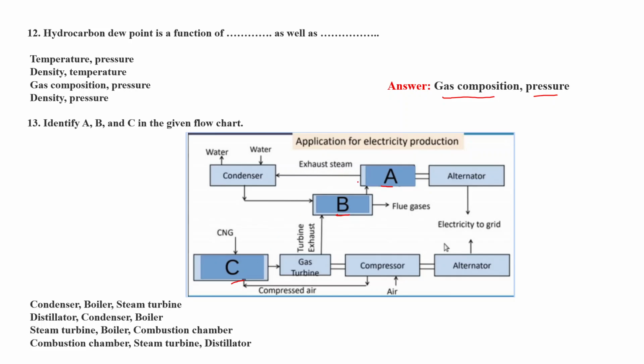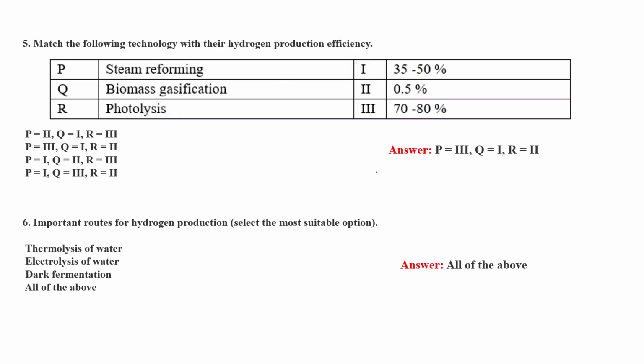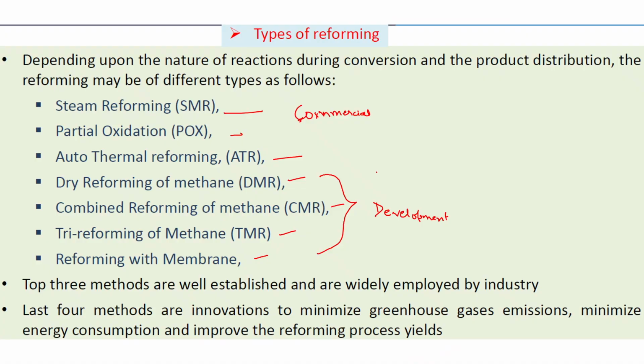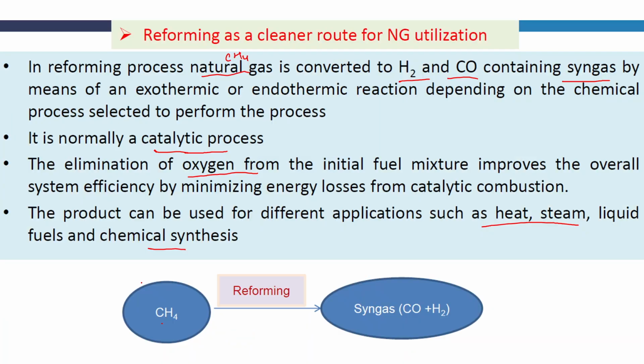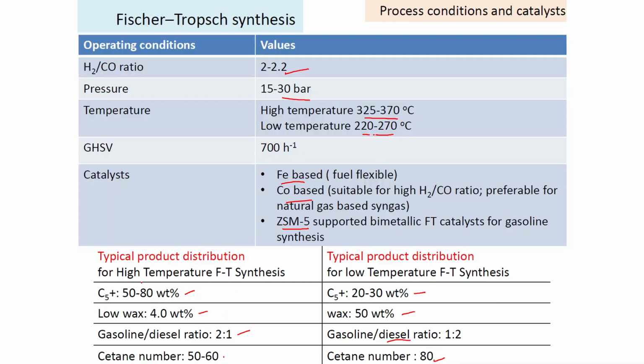So, basically, it is the flow sheet for application of electricity production. Let me show you. We have talked about it. So, this flow sheet we are talking about. Here this is given A, it is B, and this one is C. Here it is steam turbine, which on expansion releases pressure, and boiler is used for heat recovery, and here CNG is introduced into the combustion chamber for combustion. So the answer is steam turbine, boiler, and combustion chamber.